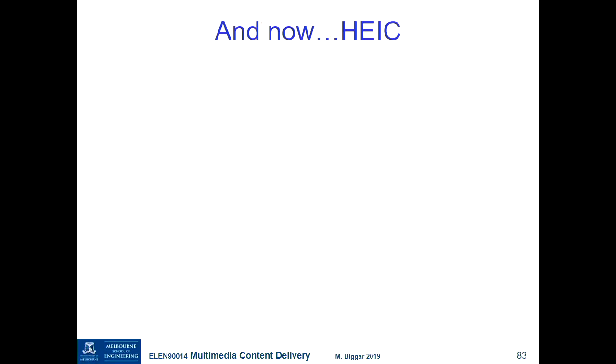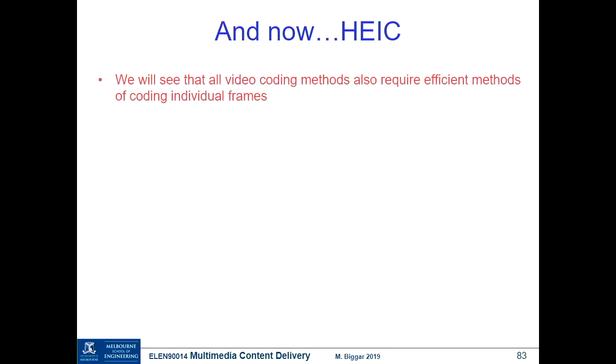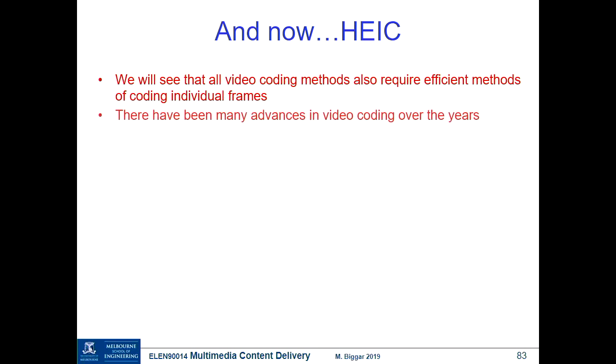Okay, so more up to date though. Has anyone come across this one? HEIC? Right, yeah. So when we talk about video coding methods, and we will actually start to talk about it later this evening, we'll see that any video coding method also requires efficient methods to code individual frames. That will make sense when we discuss it. It's probably not a surprise, but we'll discuss exactly why you need to do that a little later.